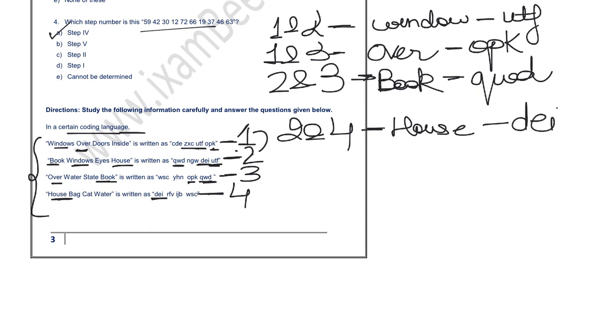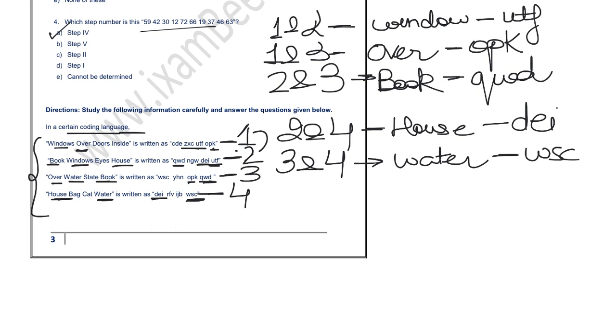Now you have to look for statement third and fourth. Now if you look closely, you will find that water is common in your third and fourth, right? So I can write water over here, and the common code for water, which is common in both statements, is WSC. So you can write WSC over here because these are common in both statements, right?